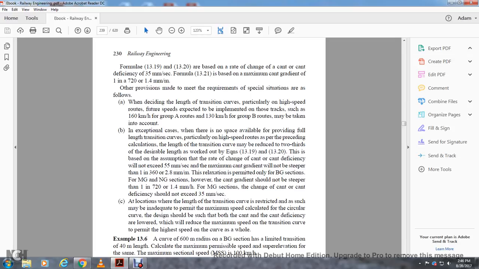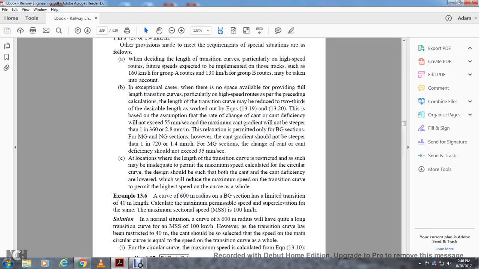As the location and length of the transition curve are restricted, the permitted maximum speed is calculated with the circular curve. The design should be such that the cant and the cant deficiency are adjusted to reduce the maximum speed of the transition curve, to permit the highest speed of the curve as a whole.